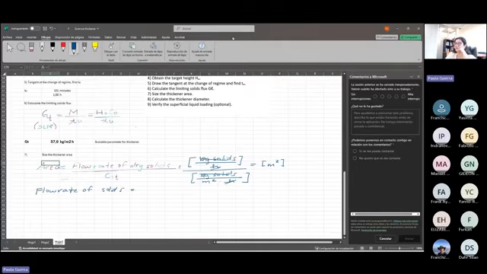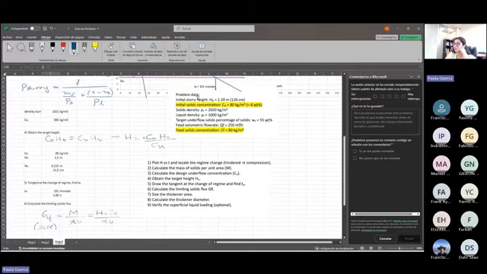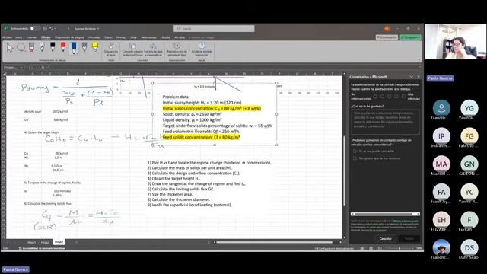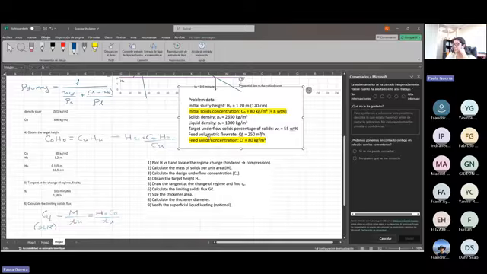So let's look at the data that we have in our problem. Our problem data is the feed volumetric flow rate, okay? But it's in volumetric flow rate, and what we need now is the solids flow rate. So how are we going to calculate this? We're going to calculate this the following way.